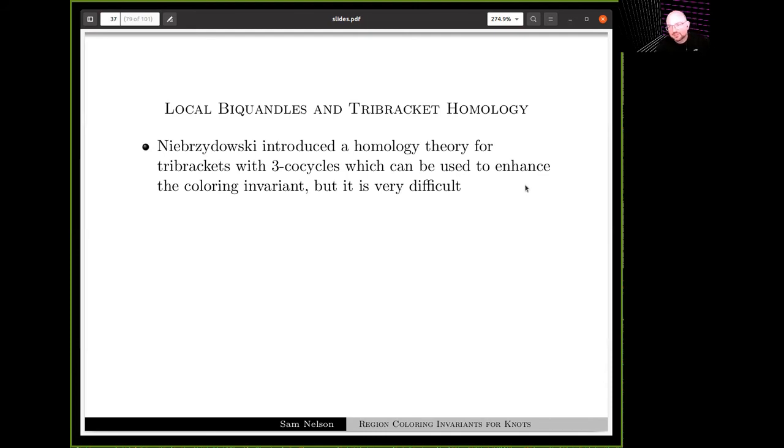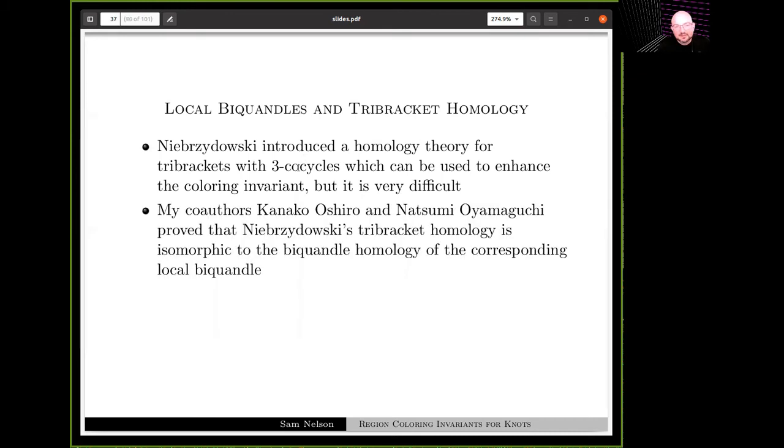So one of our motivations for looking at this was that Niebrzydowski had introduced a homology theory for tribrackets, using three-cocycles for these tribrackets to enhance the counting invariant. But even just writing down the boundary map in the three-cocycle case itself was extremely difficult to do. And so, as I say, my co-authors Kanako Oshiro and Natsumi Oyamaguchi proved that Niebrzydowski's tribracket homology is actually isomorphic to the biquandle homology of the corresponding local biquandle.